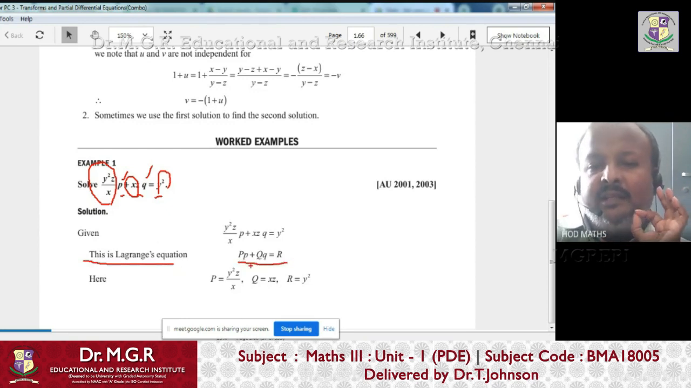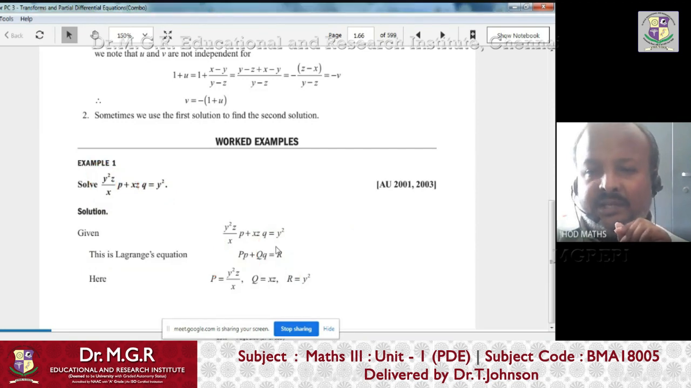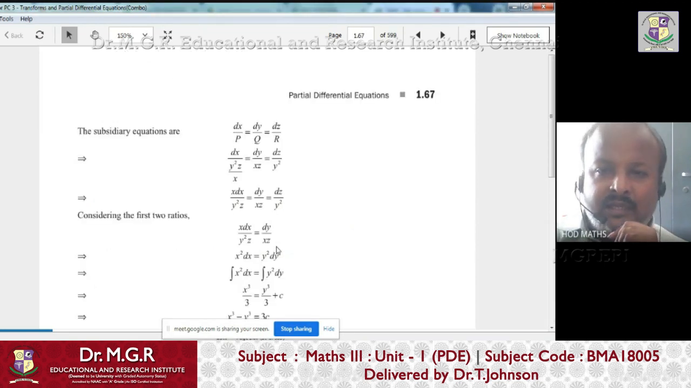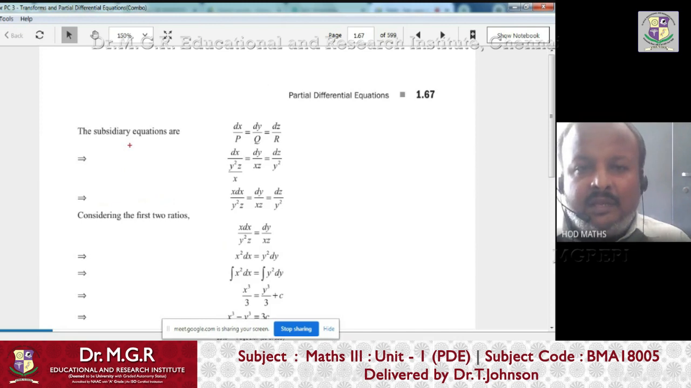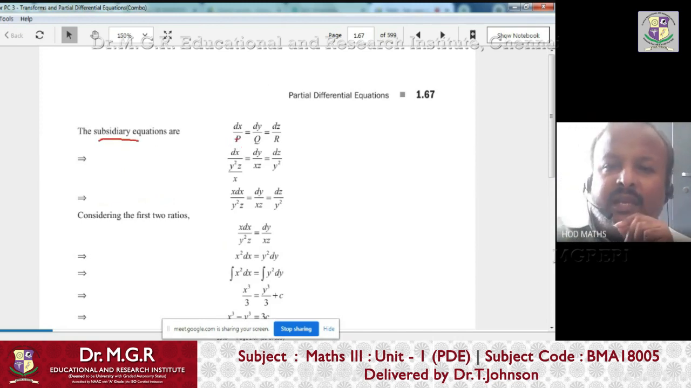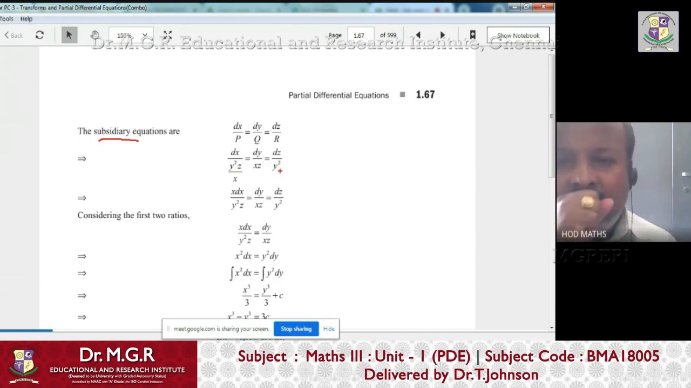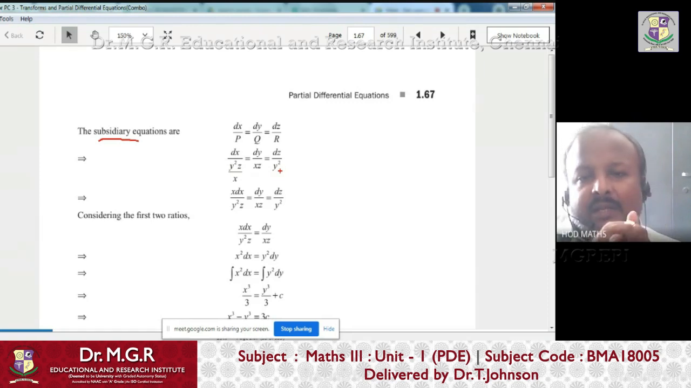Once you write that, then you can take what is your p, what is your q, and what is your r. You have to identify p, q, and r, right? So these things you have to do for all Lagrange's equations. Once you identify your p, q, and r, you can directly write the subsidiary equation or simultaneous differential equations or auxiliary equations, all are the same, right? So you write dx by the p value, dy by the q value, dz by the r value. Solving these equations is equivalent to solving the given PDE.